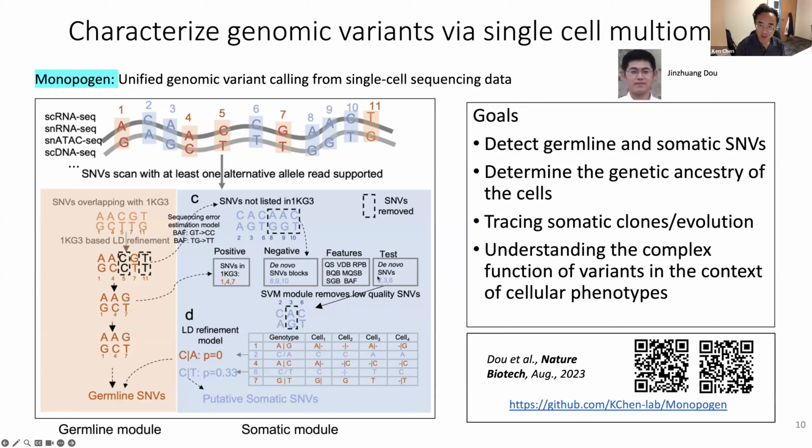Okay. So with those germline and somatic SVs detected, you can do a lot of things. Basically, you can determine the genetic ancestry of the cell. You can also trace somatic clonal architecture and evolution. You can even potentially understand the function of those variants in the context of cellular traits or cellular phenotypes.